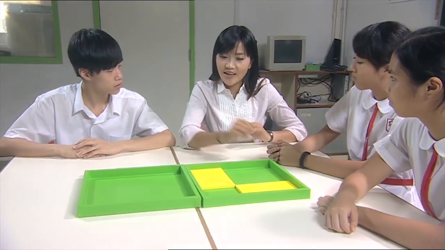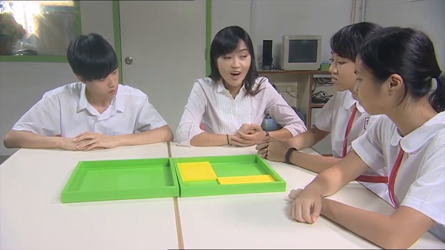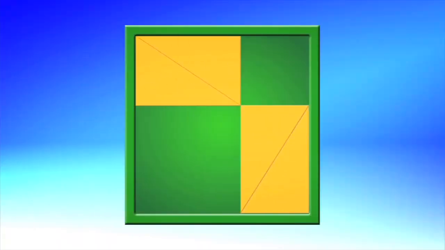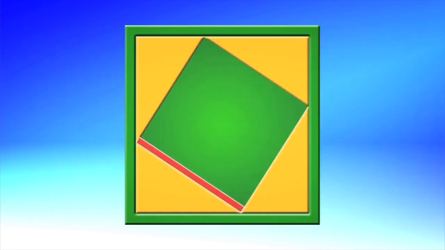Have you noticed that the areas of the squares are equal to the squares of the lengths of the sides of the right-angled triangle? If the length of this right-angled side is A and the length of this right-angled side is B, then the area of one square is A square and the area of the other square is B square. Also, if the length of this hypotenuse is C, the area of the square is C square. So, how can we prove Pythagoras theorem?